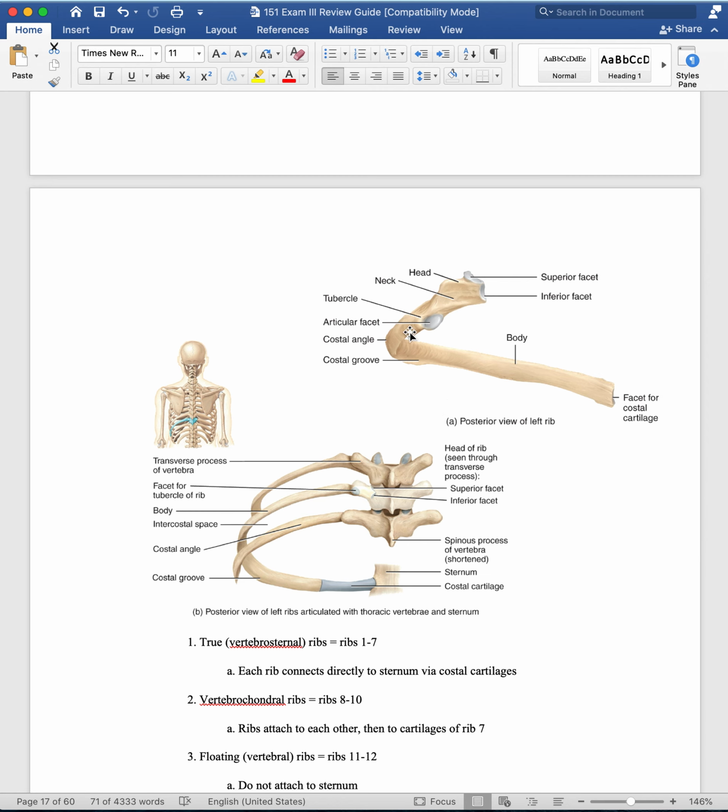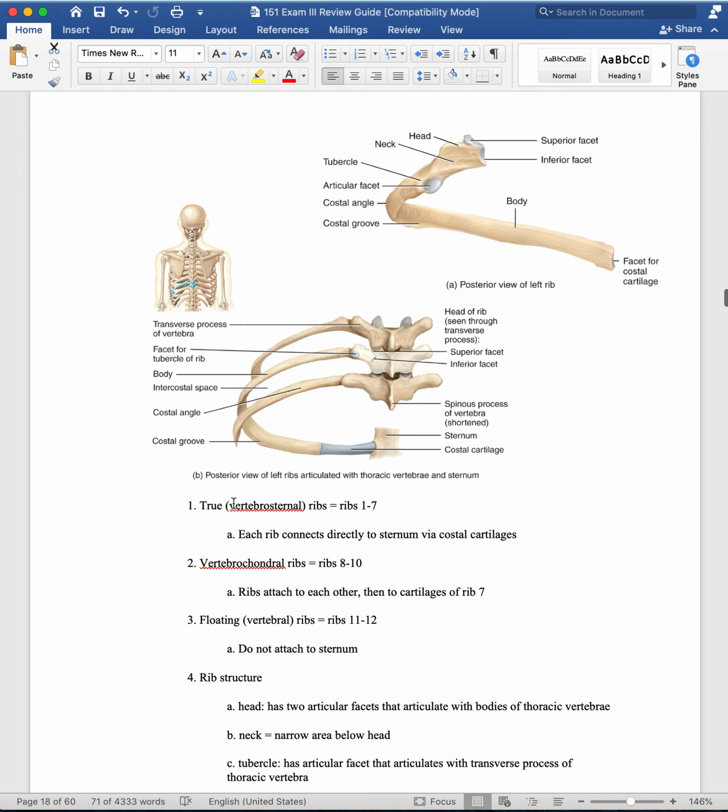All right, so what does it look like when we take these ribs and we actually interact with the vertebrae? So these are articulating rib and vertebrae interactions. Here's a transverse process of the vertebra. The facet for the tubercle of the rib is going to come in and connect with that transverse process. Again, here's the costal angle and the costal groove. We're going to have an intercostal space. We're going to have muscles and all sorts of things running through here. So this is just going to be kind of a support network, obviously.